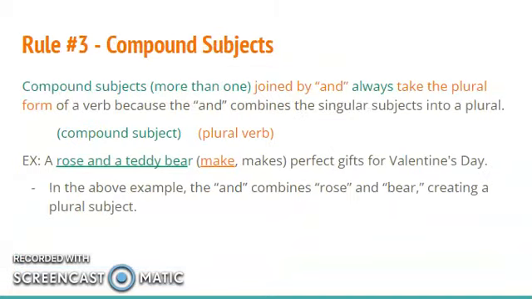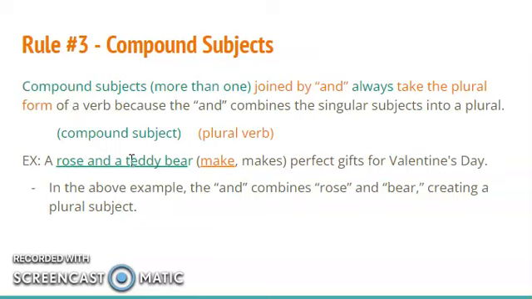Okay, another thing that can throw us off is if we have a compound subject. So there are two different types of compound subjects. The first one we're going to talk about are ones that are joined by and. So any compound subjects, when you have more than one that are joined by and, they will always take the plural form. They become plural because we're talking about multiple.